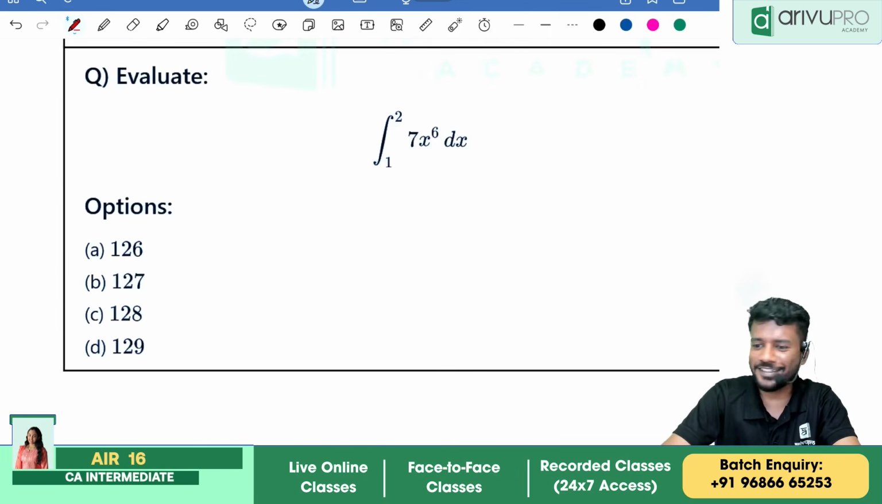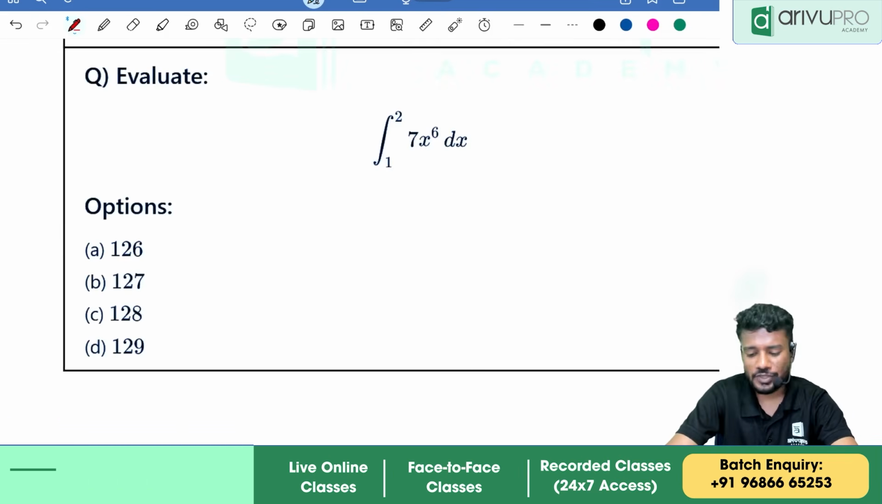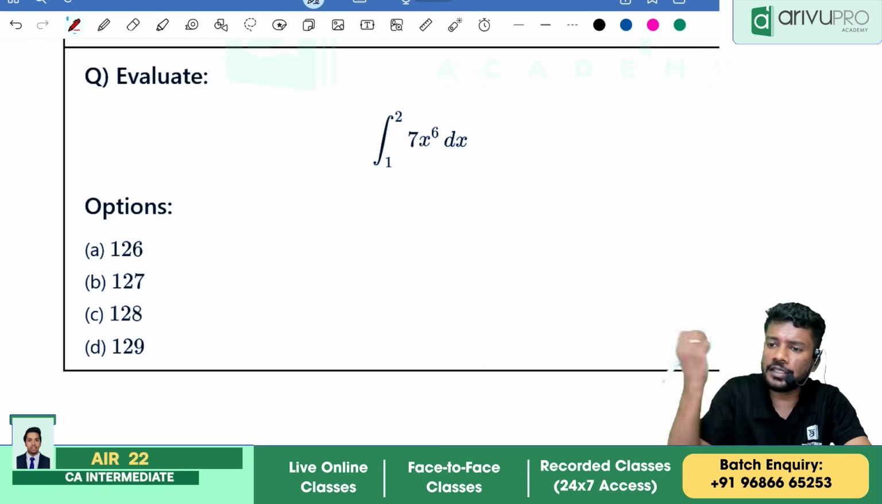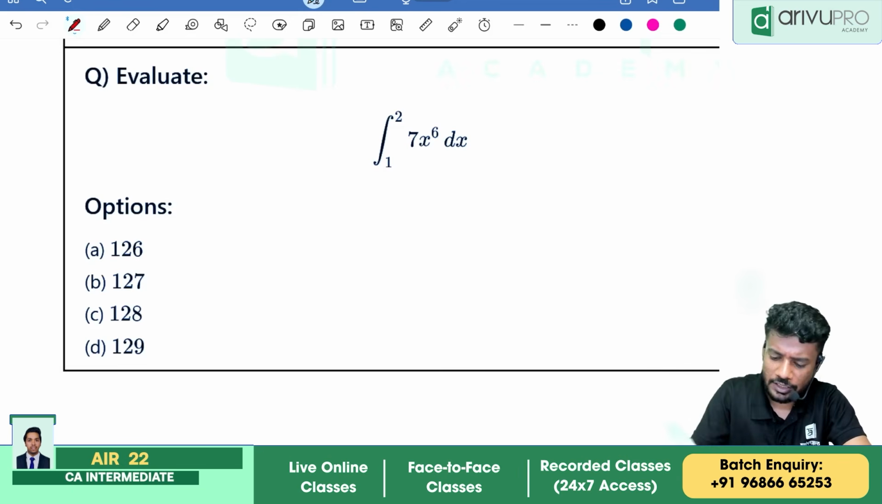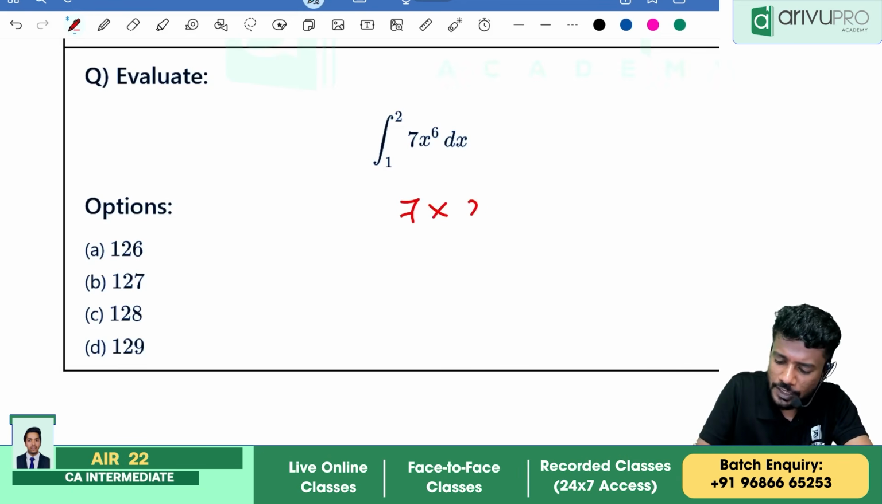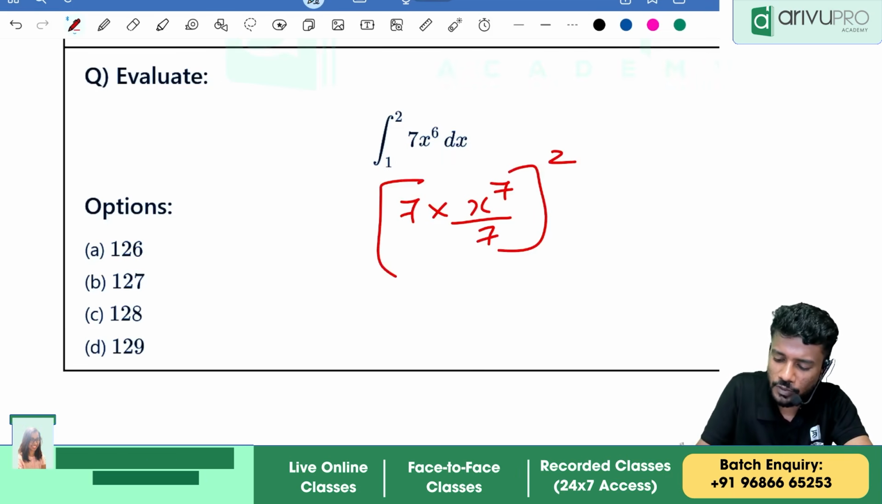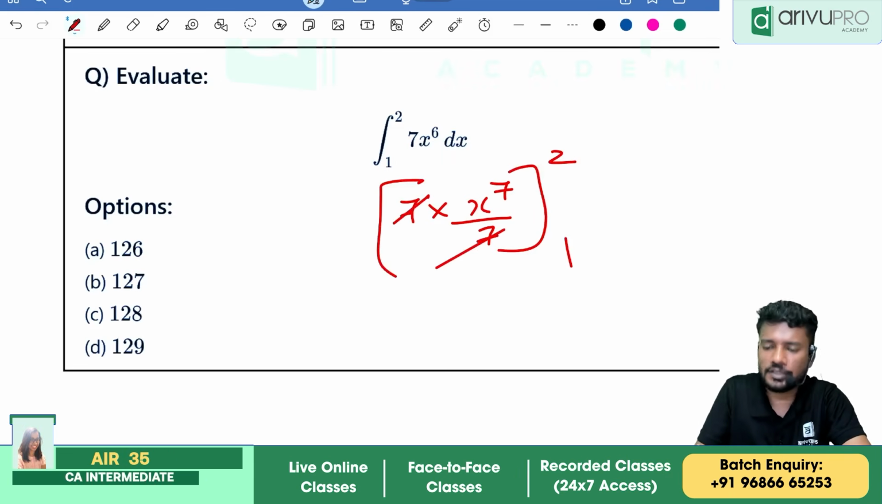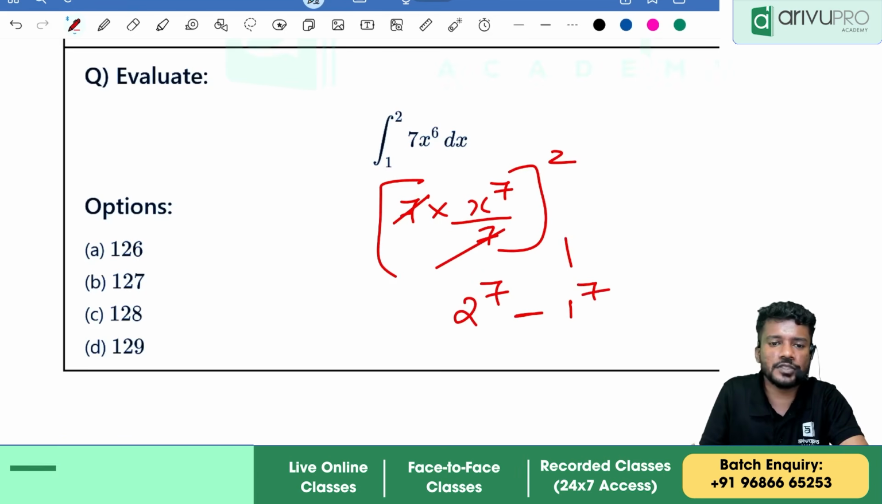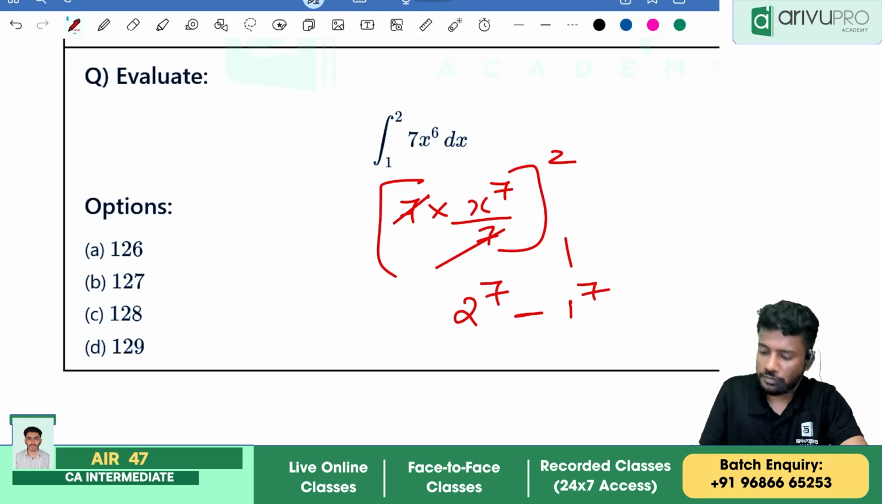Now, what is the answer for this? Not 0. Integral 1 to 2 of 7x^6 dx. Now you will apply the integration first. That is 7 into x^7 divided by 7. Then the upper limit is 2 and the lower limit is 1. Cancel things and apply the limit. That is 2^7 minus 1^7. 2^7 is how much? 128 minus 1.